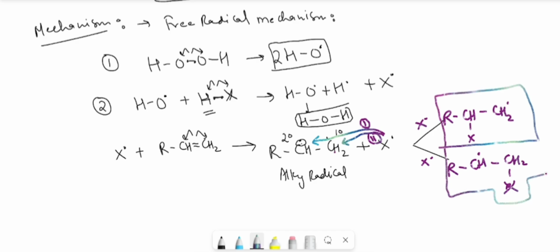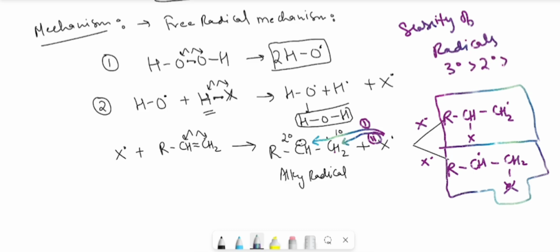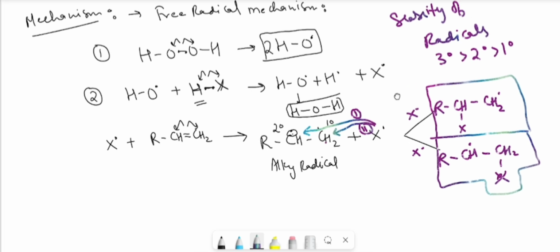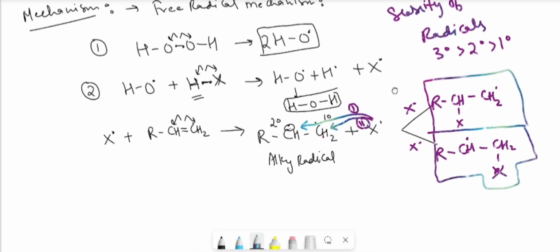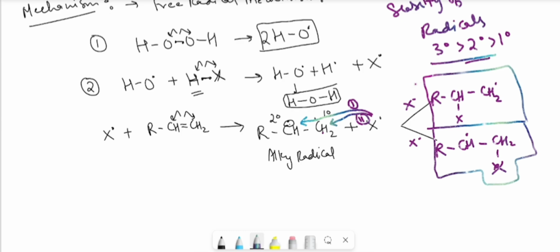After the attack, if you observe the radicals well, as you know about the stability of radicals, a 3-degree radical is more stable than a 2-degree radical, which is more stable than a 1-degree radical. As you have seen with carbocations, radicals are also electron deficient, as carbocations are. So this is the stability order for radicals. Among those two products formed, here is the secondary radical, here is the primary radical.